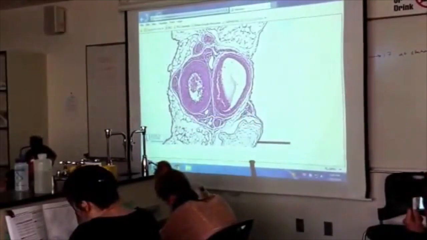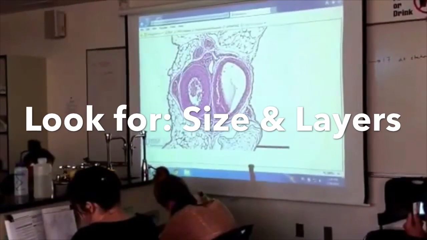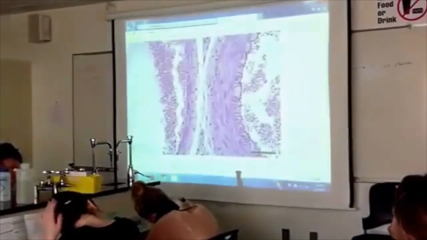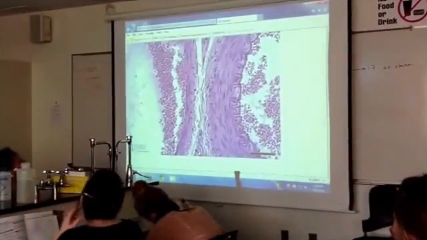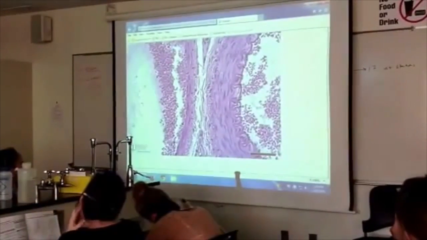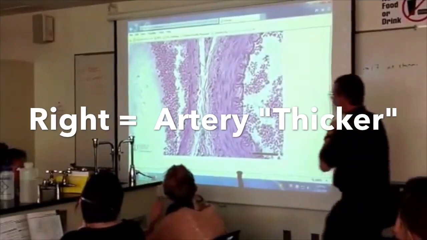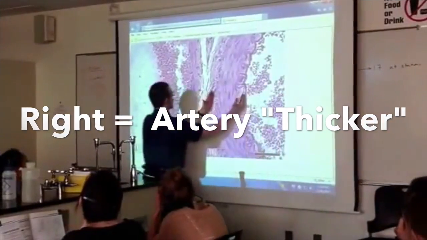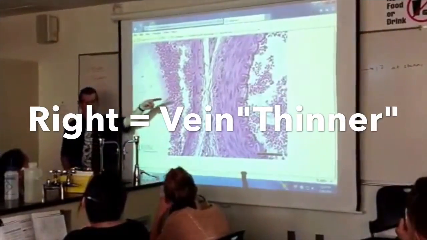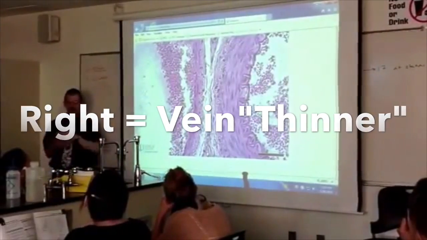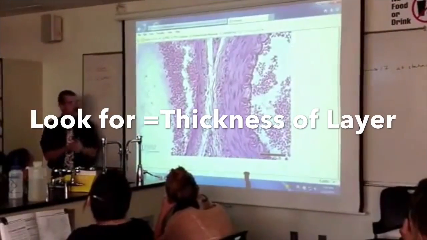So look for layers, the size of the layers basically. Okay, let's get close up. So there's something on the right, something on the left. The one on the right? Artery. How'd you know? Thick wall. Thicker than that. Vein over here, artery over there, right? So that's the clue you're looking for, the thickness of that layer.